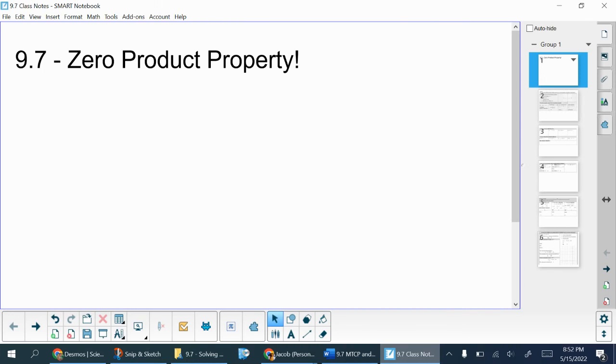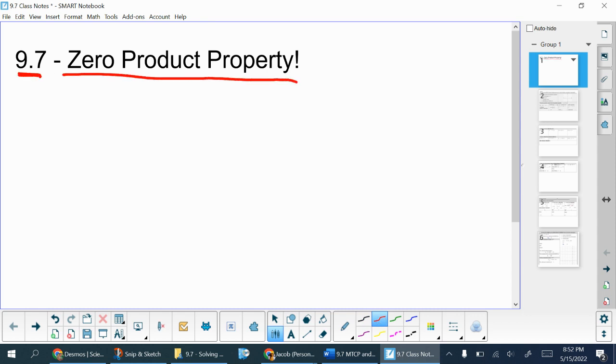Okay, everybody. So today we are starting section 9.7, which is called the zero product property, or solving quadratic equations. So this is where we start to put together some of these things that we've been talking about.